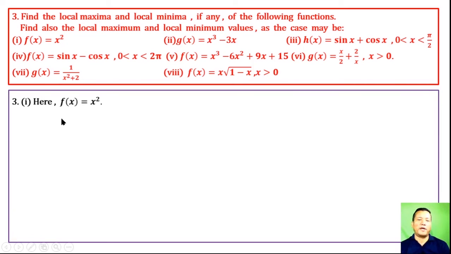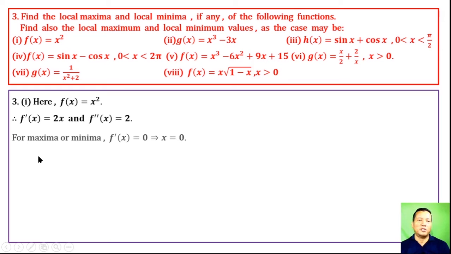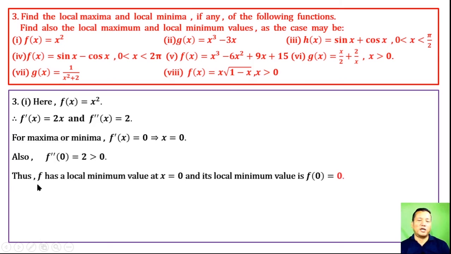For Roman number 1, f of x is x square, whose derivative is twice x, and its second order derivative is 2 only. For maxima or minima, we have to put f dash x equal to 0, whose value is twice x equal to 0, gives x equal to 0. Also, f double dash of 0 is always 2, which is greater than 0. Thus, f has a local minimum value at x equal to 0, and its local minimum value is given by f of 0, that is 0 square equal to 0.